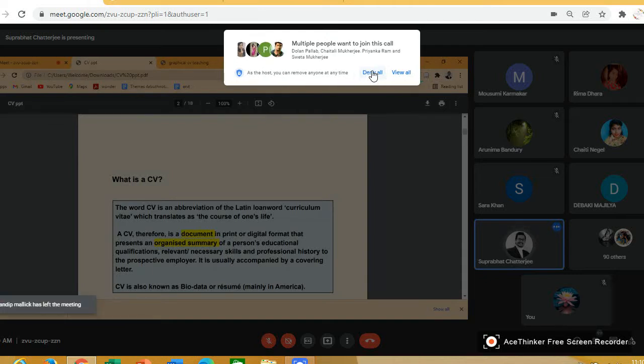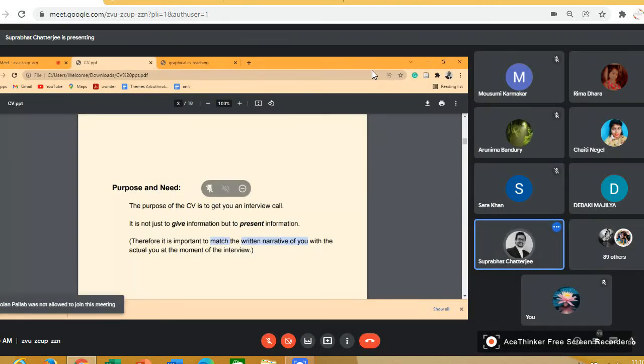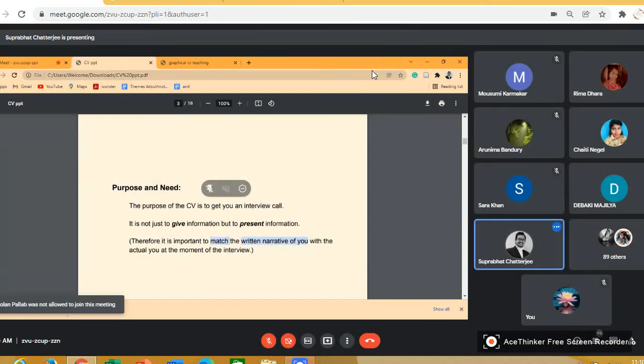So, next comes, what is the purpose and need of a CV? আমাদের সিভিটা দরকার কেন? Why do we need the CV? The purpose of the CV is to get you an interview call. So this is the first thing that you have to keep in mind. যে সিভির কাজ হচ্ছে to get you an invitation to the interview. Right, so you get an interview call, you get to the interview room because of your CV.